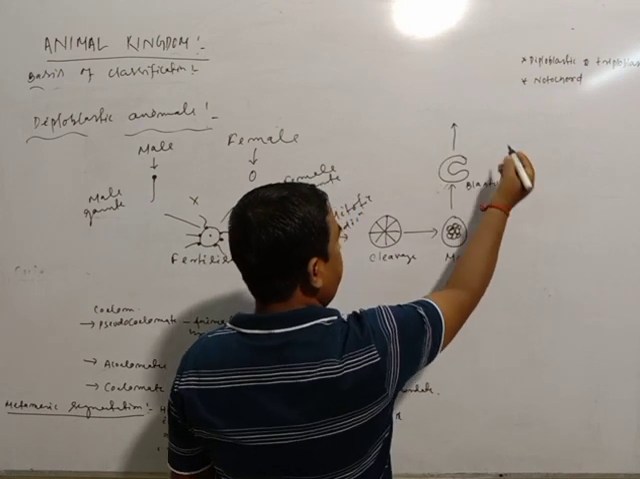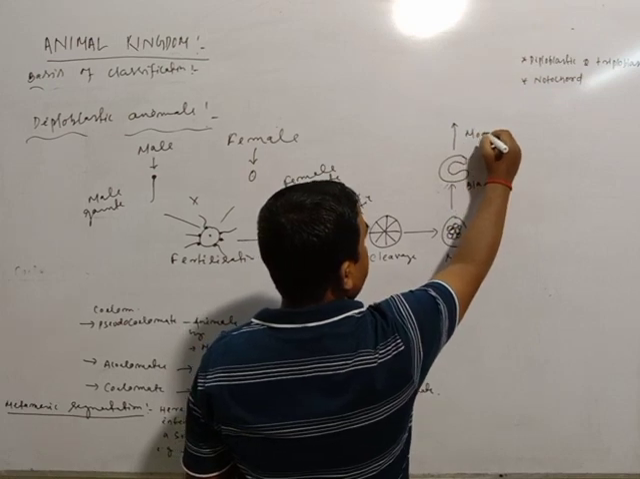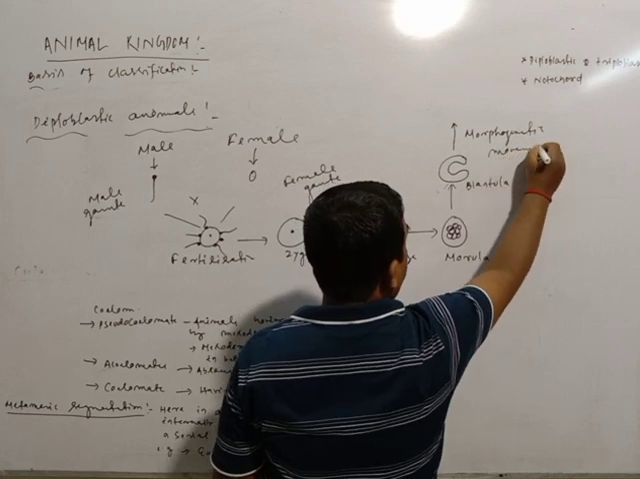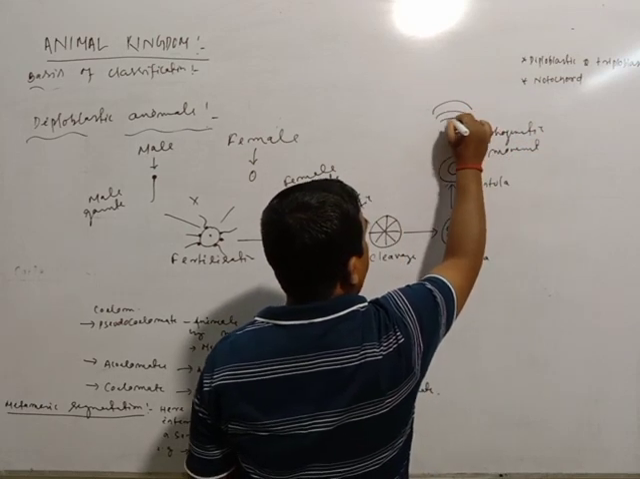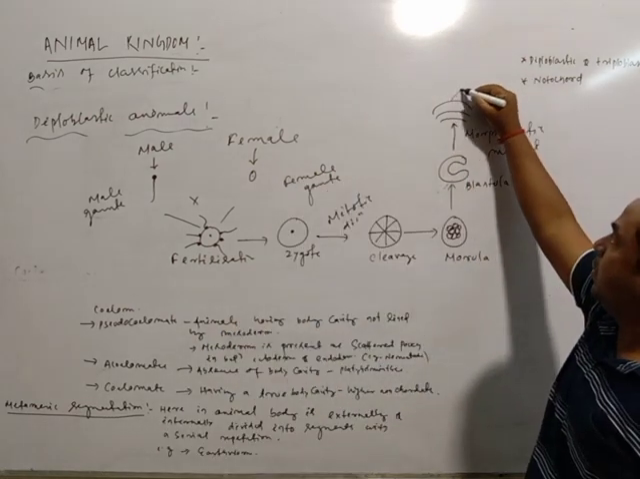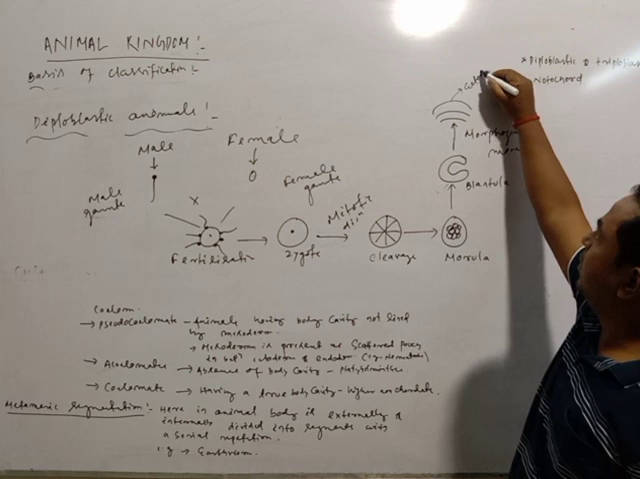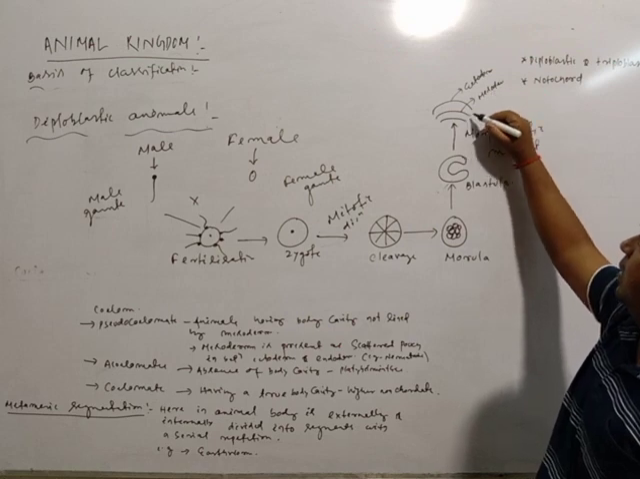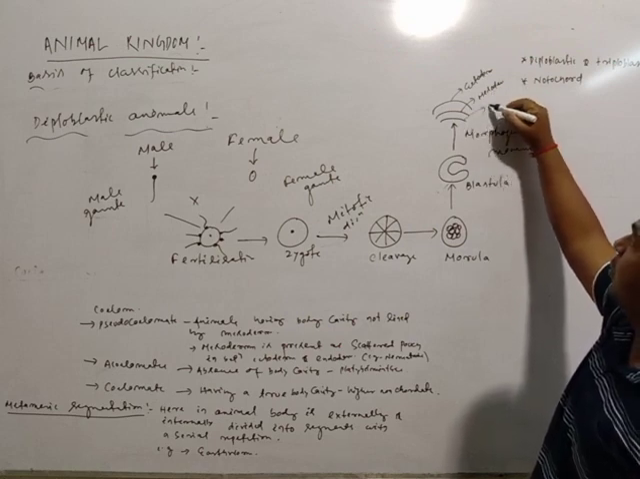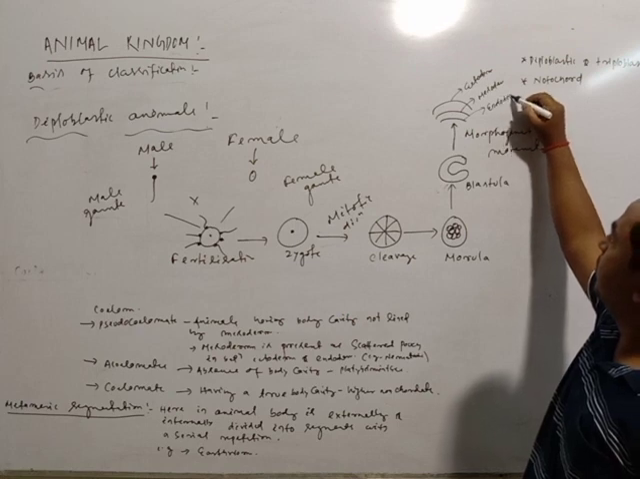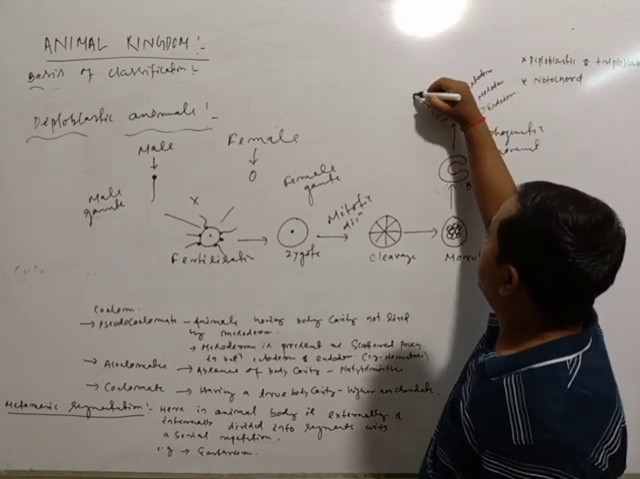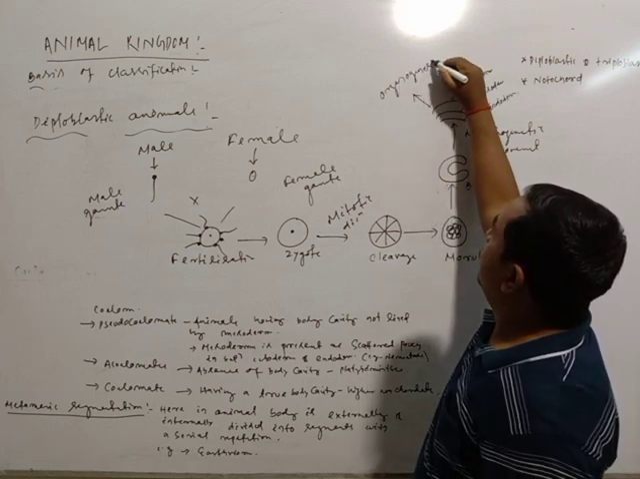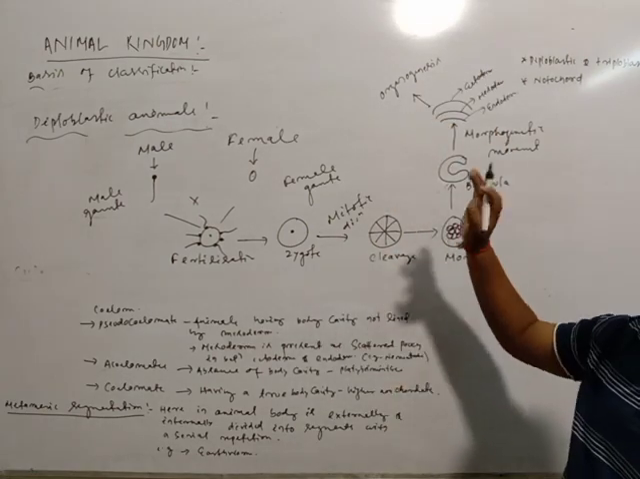This blastula, by morphogenetic movement, will form three germ layers: outer ectoderm, middle mesoderm, and inner endoderm. Then formation of organs, that is organogenesis, takes place.